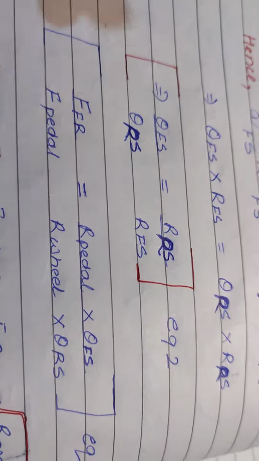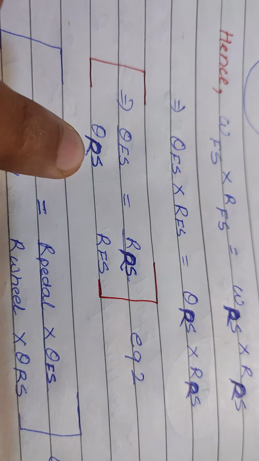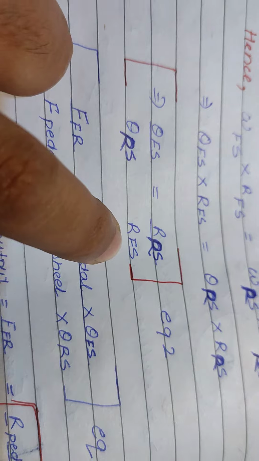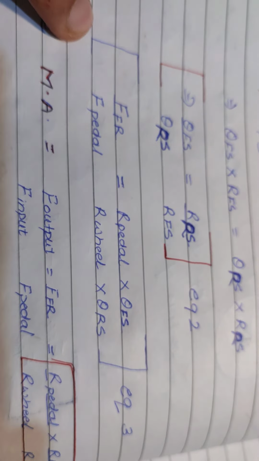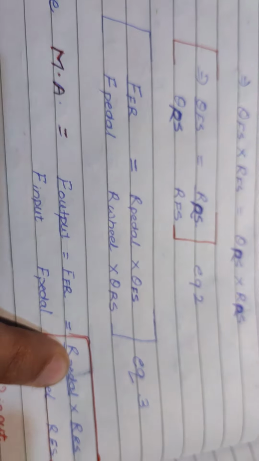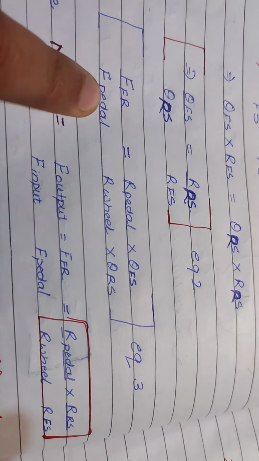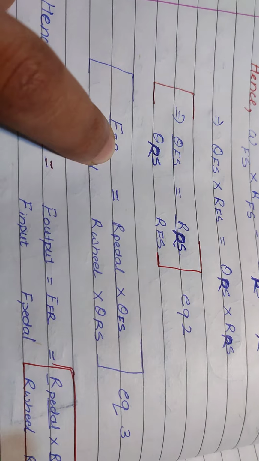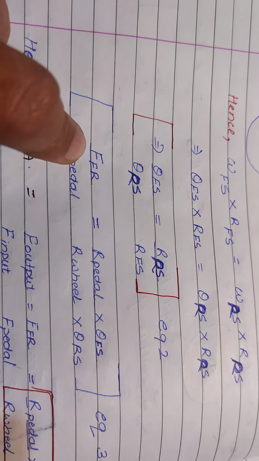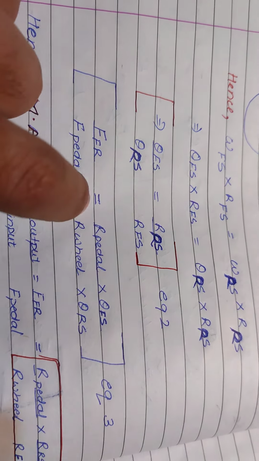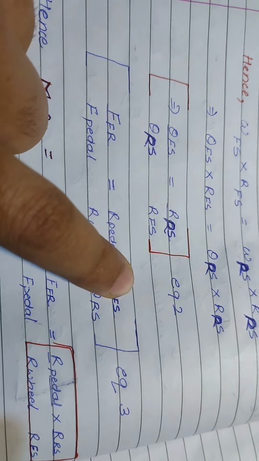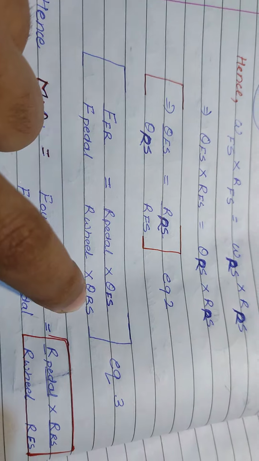Okay, so anyways, we have come up to this formula: theta FS upon theta RS is equal to RS, which is the radius of the rear sprocket, upon the radius of the front sprocket. Now what do we get? We already had from the earlier equation 1 that the force due to friction upon the force due to pedal is equal to r pedal upon r wheel multiplied by the angular displacement of the front sprocket upon the angular displacement of the rear sprocket.